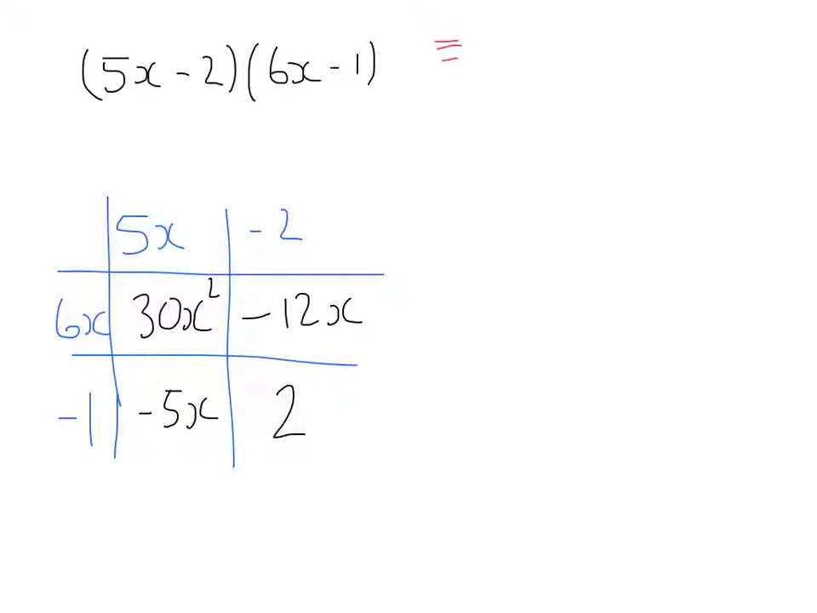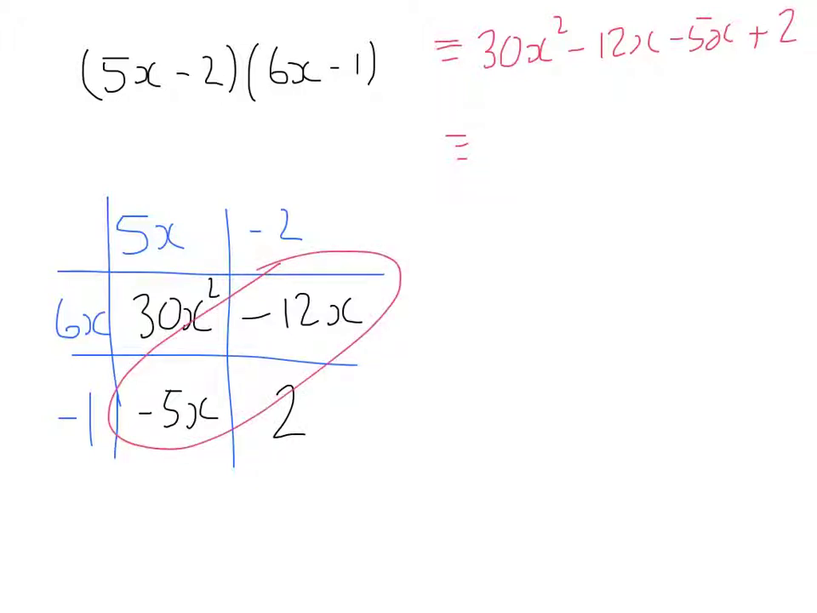So we can rewrite our expression as the sum of these four terms. So that's going to be 30x squared, subtract 12x, subtract 5x, add 2. And again, we can collect those two like terms in the middle, those two there. So it becomes 30x squared, subtract 17x, add 2.